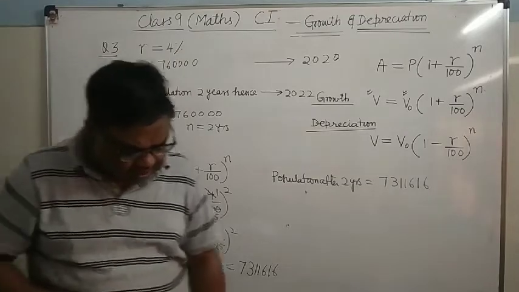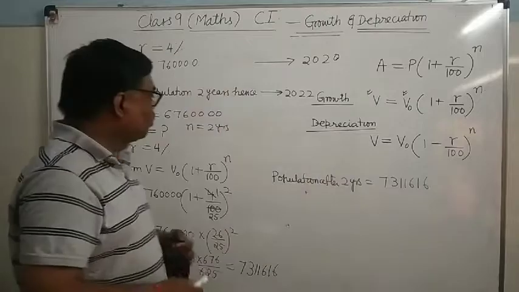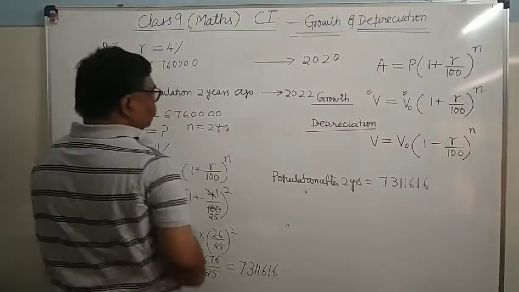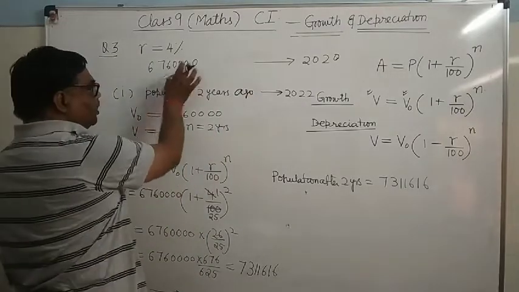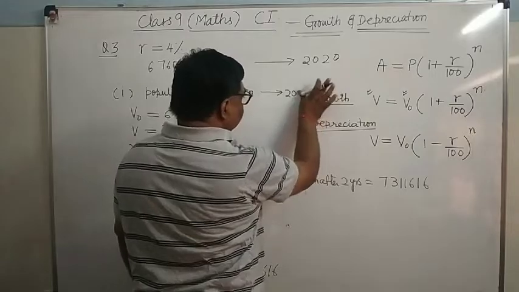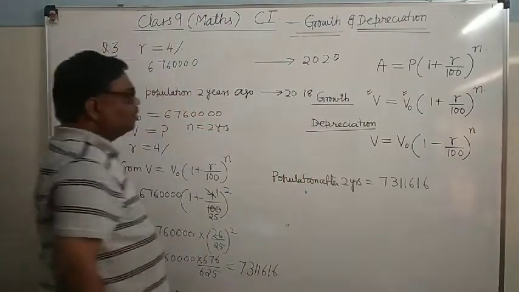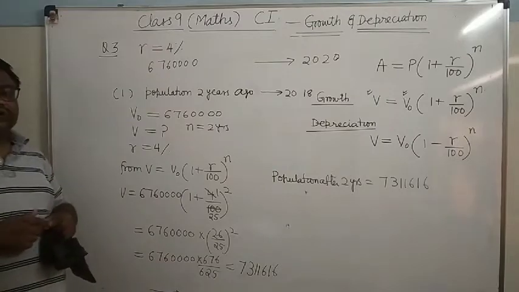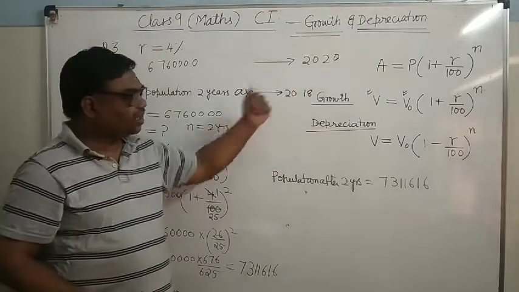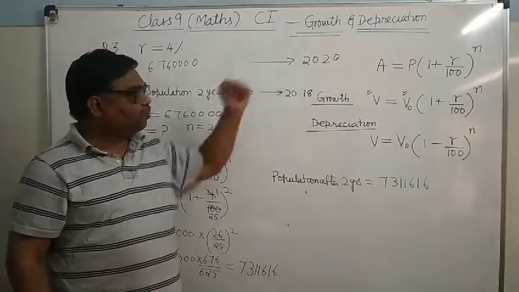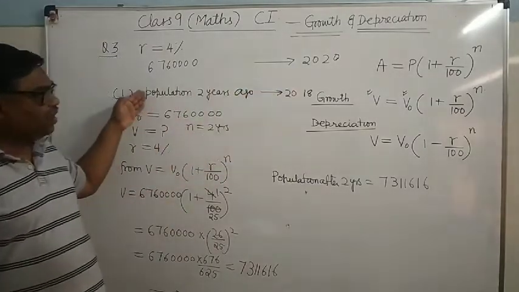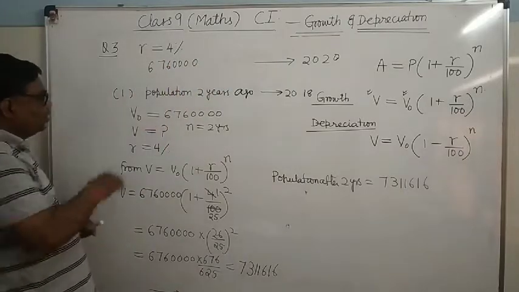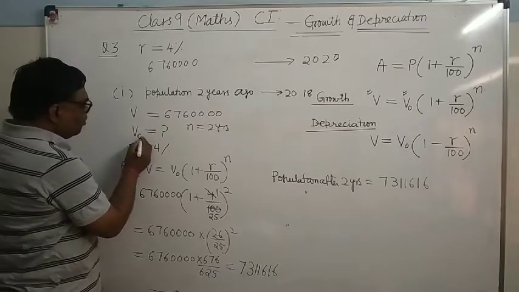Now see the second part of this. Population 2 years ago. Now you can see here, 2 years ago means this is the present, in 2020. 2 years ago means you have to find in 2018. 2018 पे क्या population थी, that you have to find. Now which year comes earlier? So this comes earlier. पहले ये year आएगा फिर वो आएगा. Means this value is V naught and that value is V. It's clear? Means now V is given and you have to determine V naught.